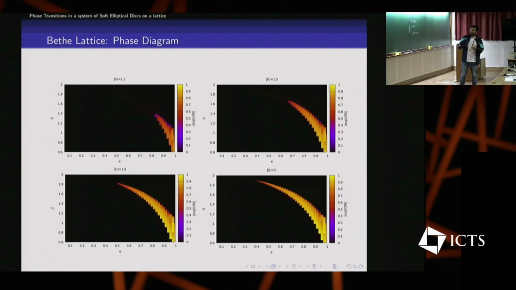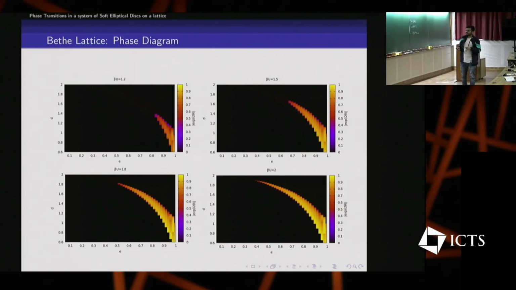So one can do this phase diagram in the E and D axes and for different softness. As you can see, not only is there a re-entrant phase transition along the D axis, but also along E. So if you change E also, you'll see disordered, ordered, and then disordered phase. And one thing one can note is that for finite beta mu, or finite softness, there is no phase transition after a particular U, a particular eccentricity.